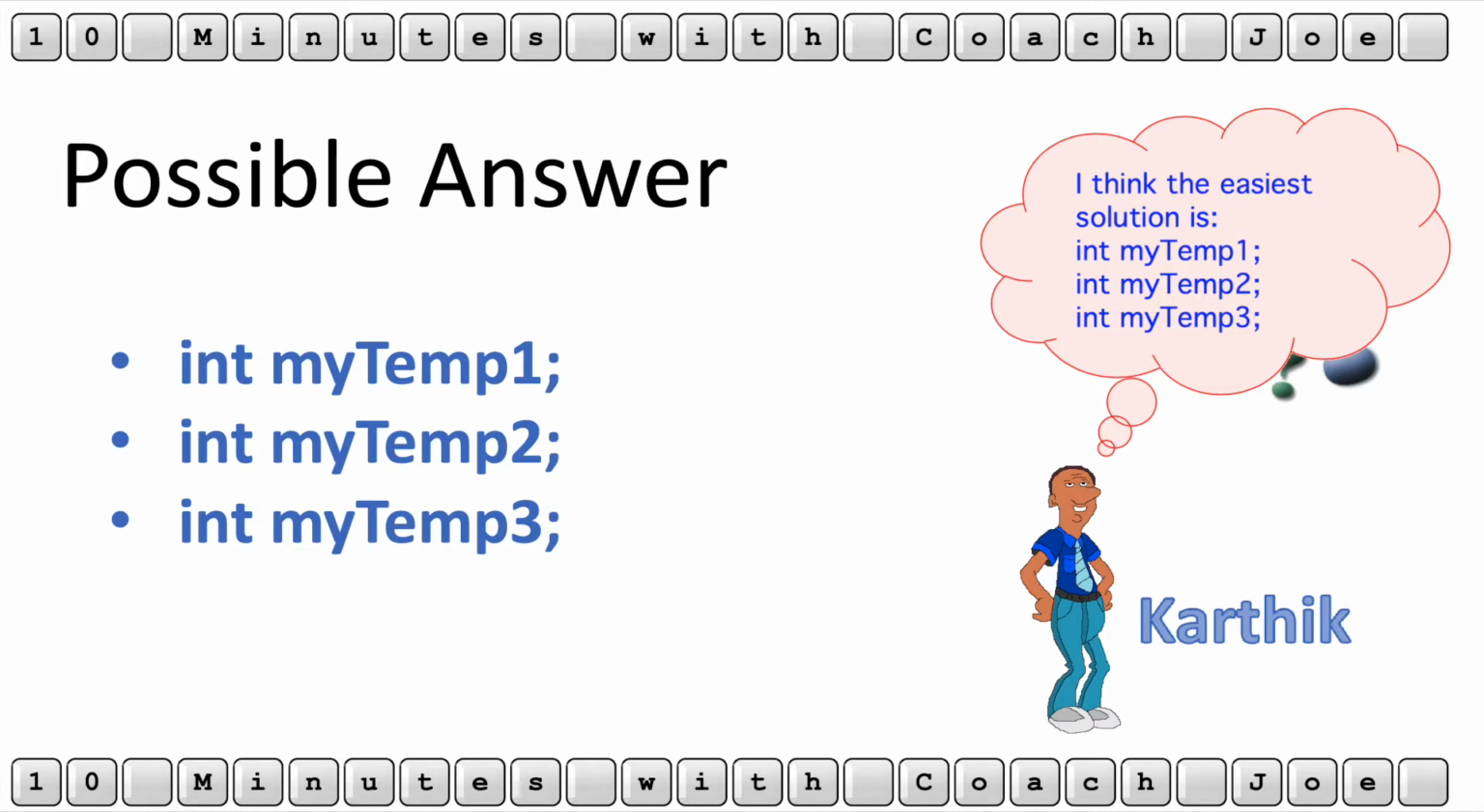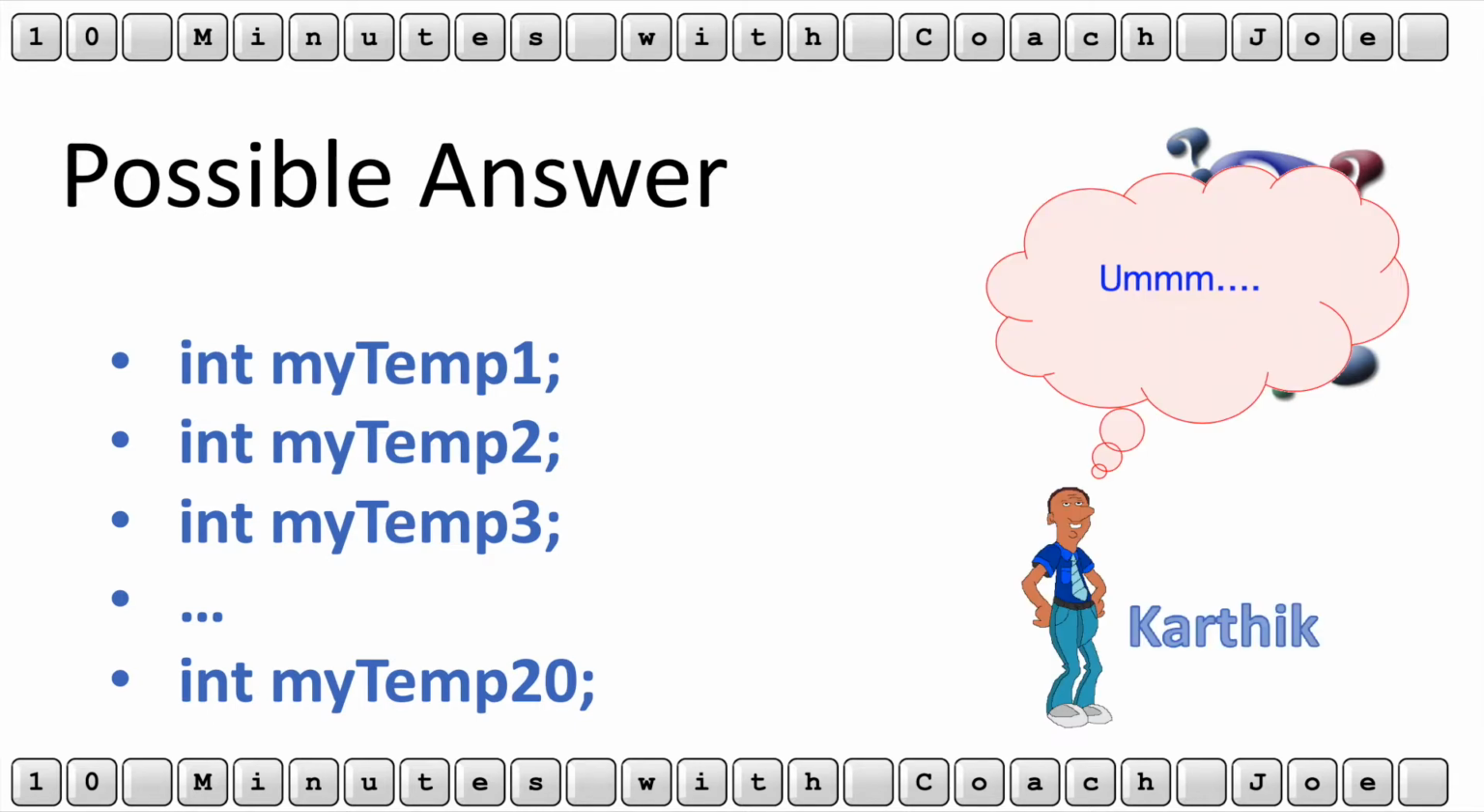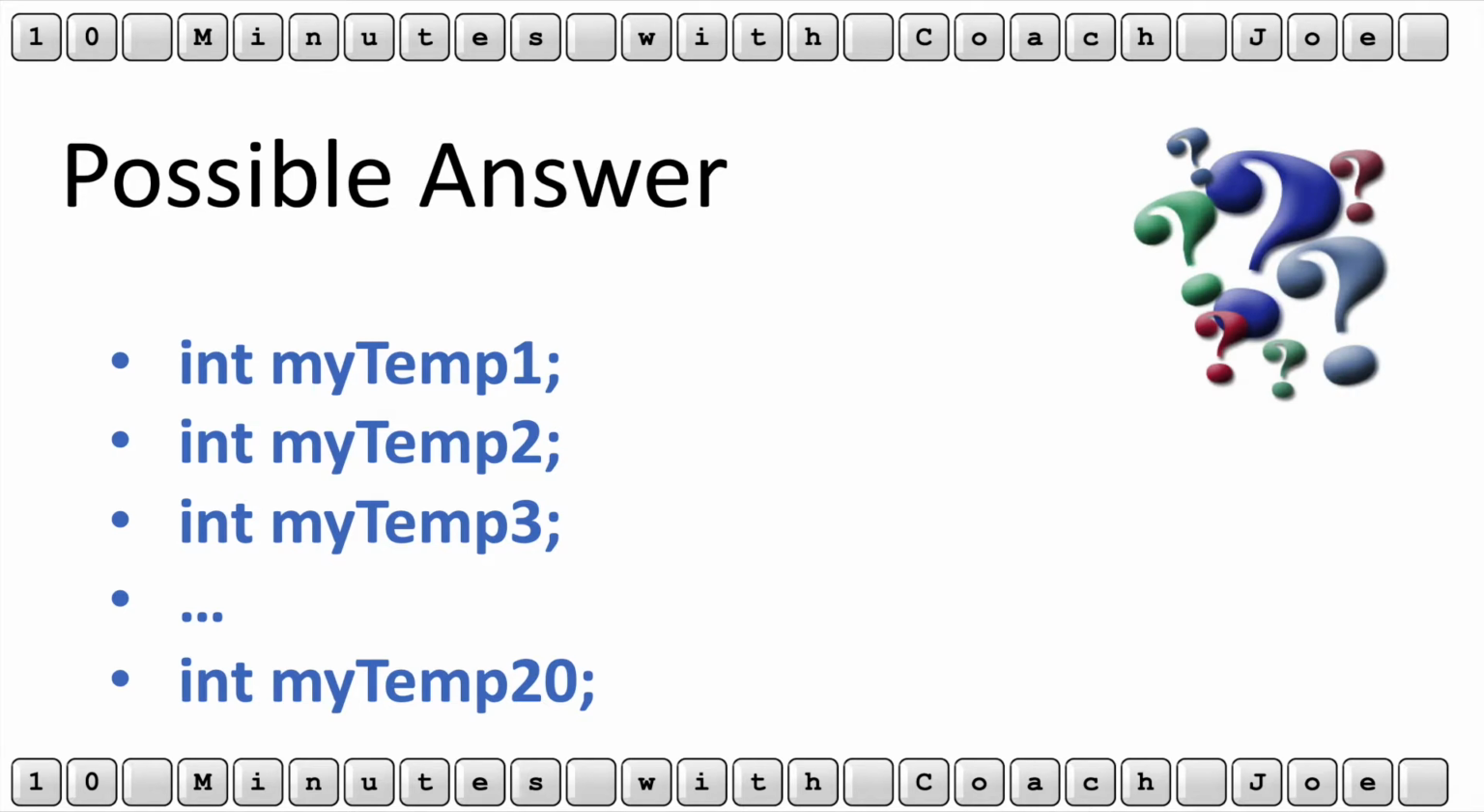Now, what if I need to hold 20 temperatures? Should I create a myTemp1 to myTemp20? That would be a fair amount of work to write all those lines of code. What if I need 1,000?